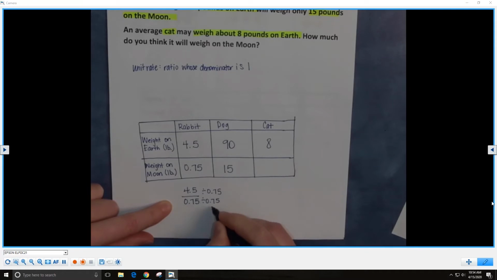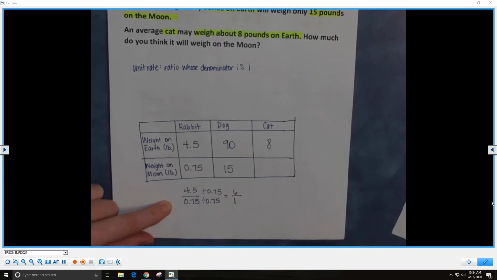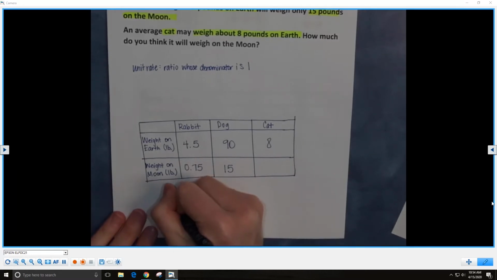Remember that dividing both of them by the same number creates an equivalent ratio. So the denominator becomes 1. This will create a unit rate. So 4.5 divided by 75 hundredths is 6, and 75 hundredths divided by 75 hundredths is 1. So this is what our unit rate is going to look like for the rabbits.